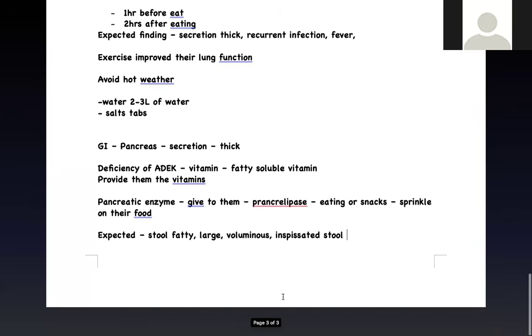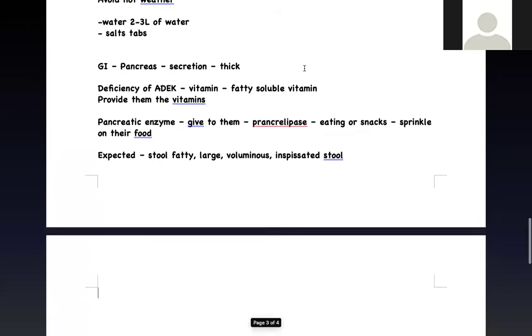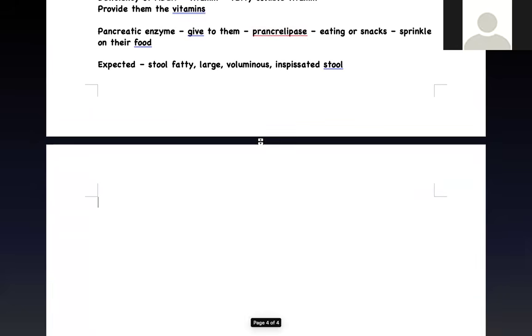Okay, there's another thing you have to do, because they cannot absorb any of their nutrients. They need a large, high calorie, high protein, and high fat diet. Not high carbohydrate, because the pancreas is not working. No high carbs.